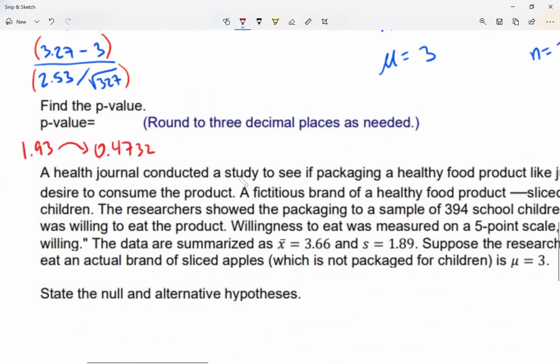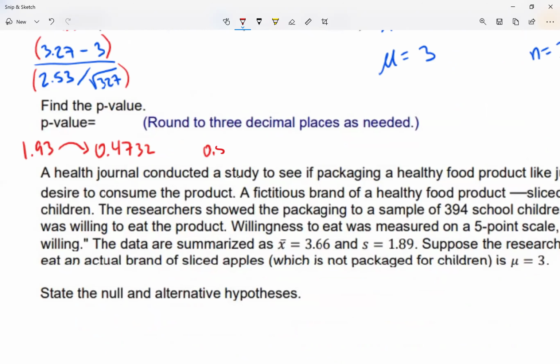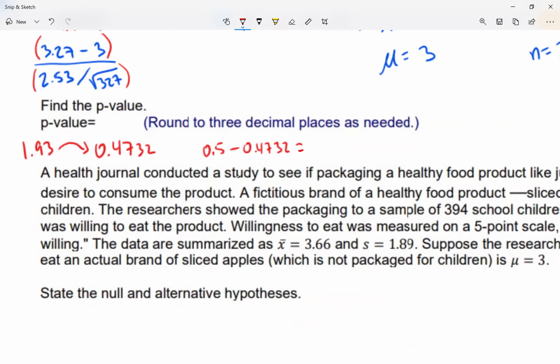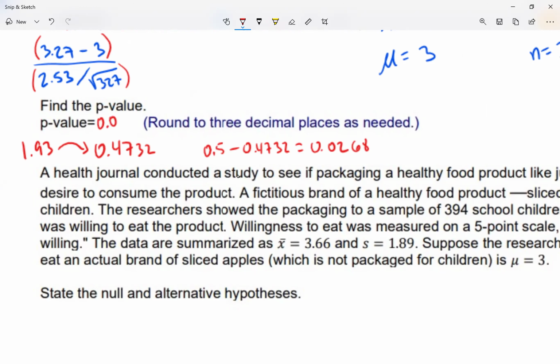So let me go 0.5. So 0.5 minus 0.4732. Use your calculator if necessary. And well, this one gives me 0.0268. But it says rounded to 3 decimal places. Oh, okay. 3 decimal places. So my answer will be 0.027. That's my p-value. Not that bad.